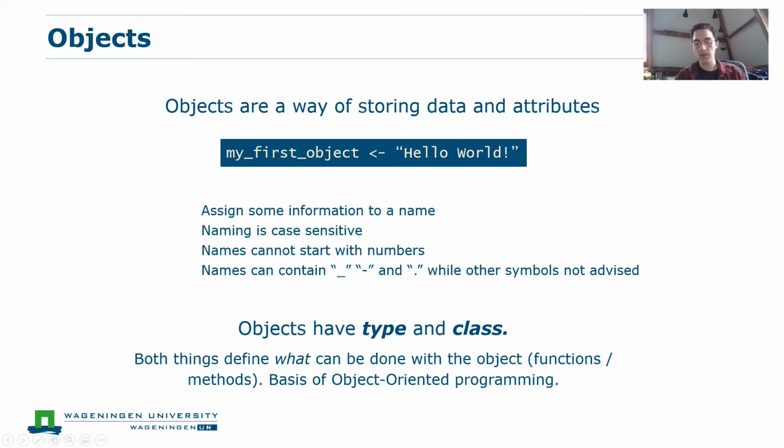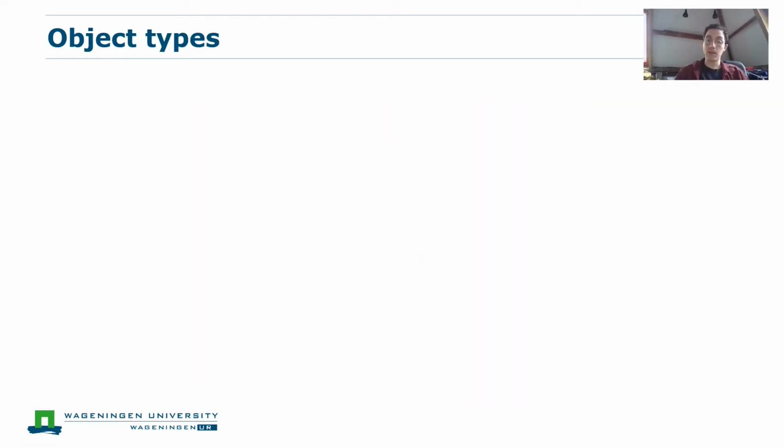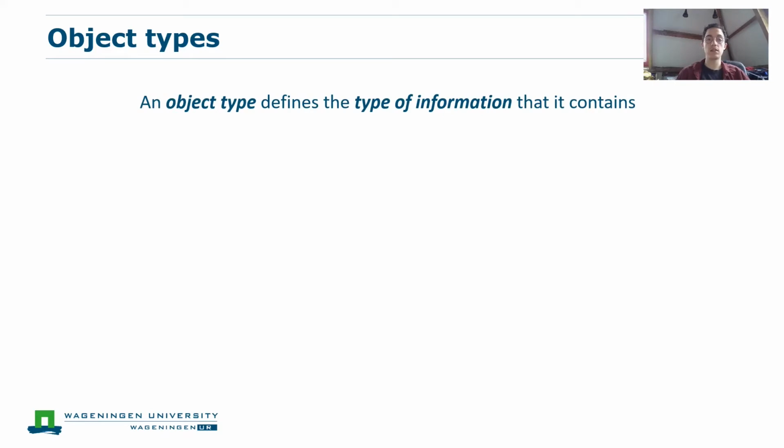This is all I will say about this today, but if you're interested, I would recommend you reading on object-oriented programming. Now, object types. So, as I said, objects have types and classes. Types are simply the type of information that an object contains.